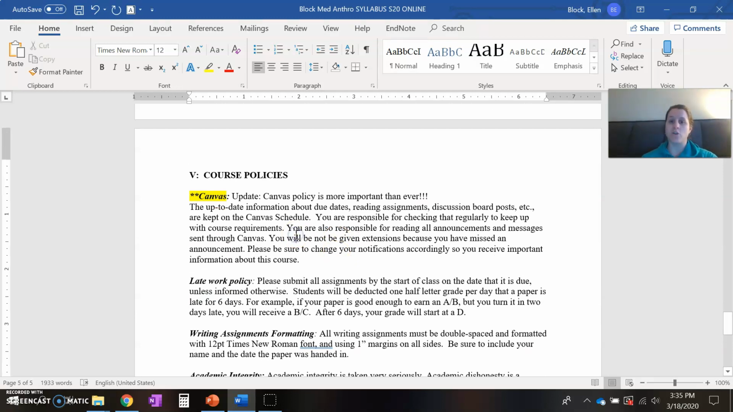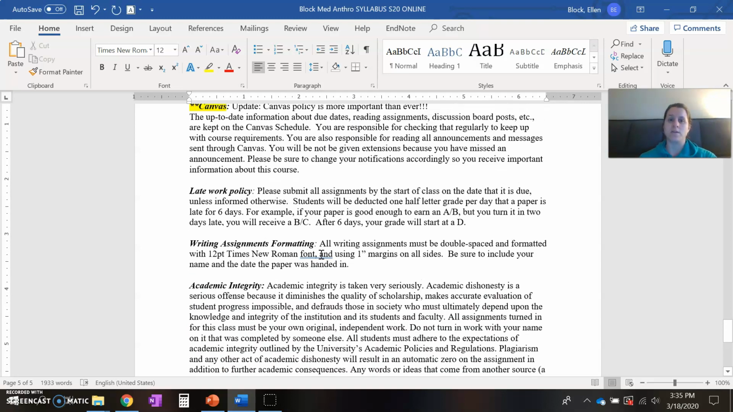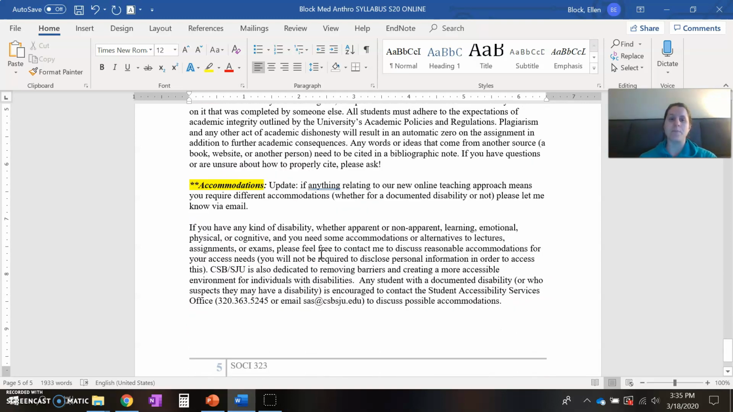The Canvas policy is unchanged, that you're responsible for what goes on Canvas, but it's more important than ever because it's the only way I have to communicate with you now. So I won't be able to see you in class and say, for all of you who haven't read Canvas, blah, blah, blah. So this is really important. The rest of the policies all stay the same.